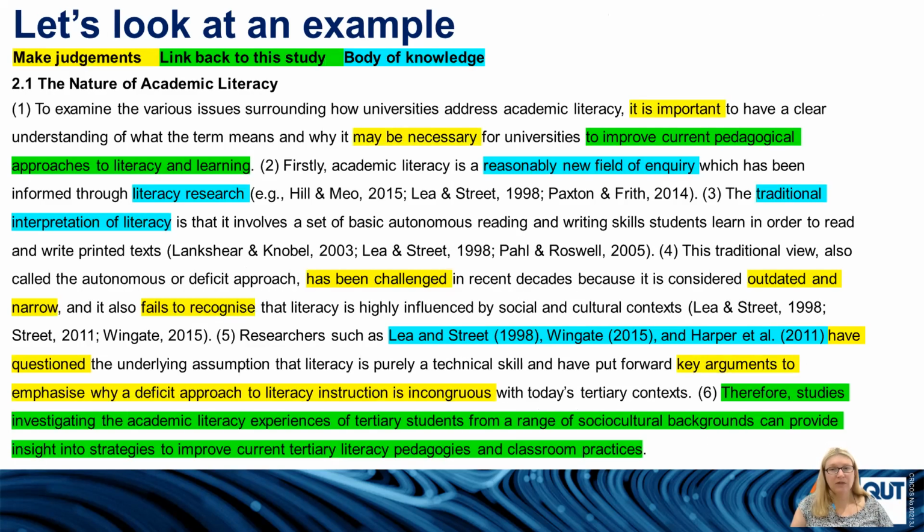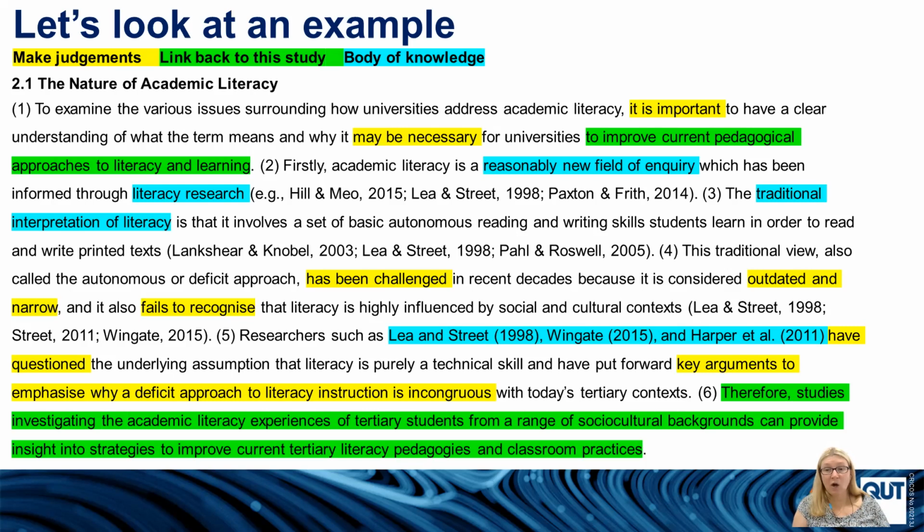Let's have a look. So there's judgments. How are the judgments being shown? With strong vocab, right? It is important. Why it may be necessary. Still a little bit of hedging, but we've got the word necessary. Linking back to the study, improving current pedagogical approaches to literacy and learning. That's what the study's investigating.